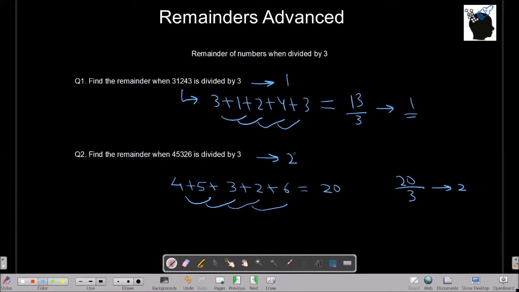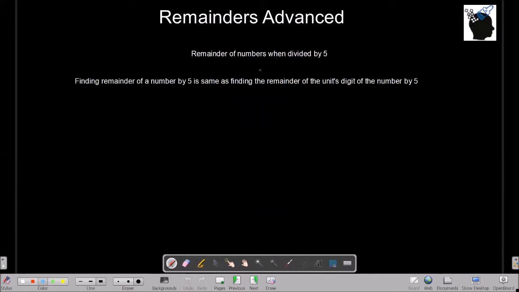Now let's see how can we find remainders of numbers when divided by 5. So when you're trying to divide a number by 5, the remainder will be same as finding the remainder of the units digit of the number by 5. Let's take an example. So let's take 123 and let's try to divide it by 5. Remainder is same as finding the remainder of the units digit by 5. That means this will give you the same remainder as 3 by 5, which is nothing but 3.